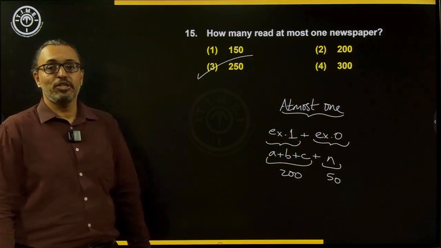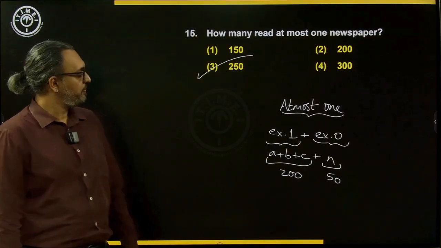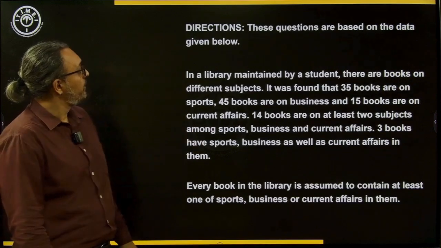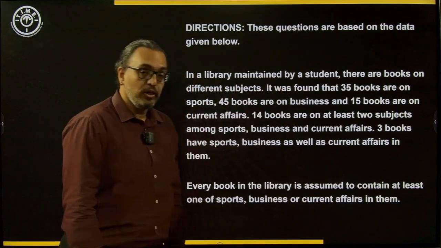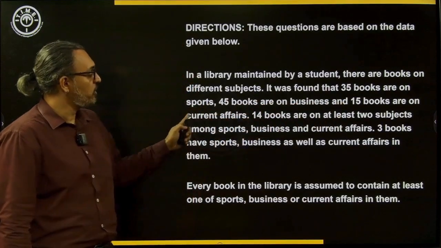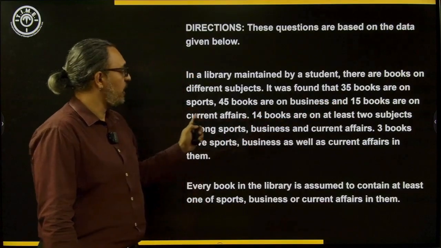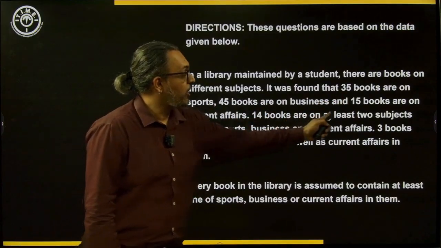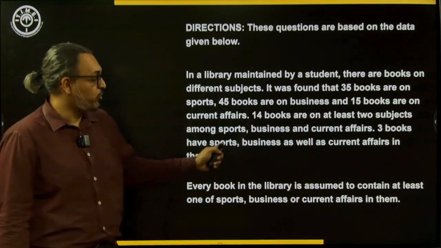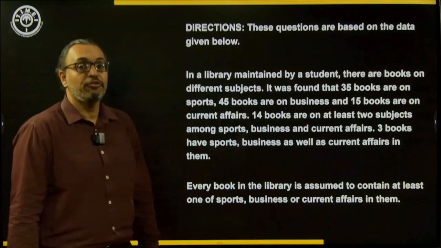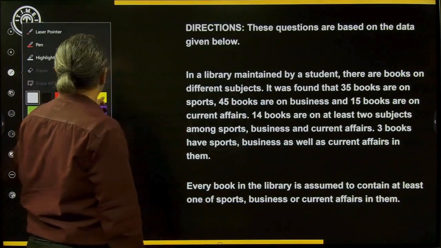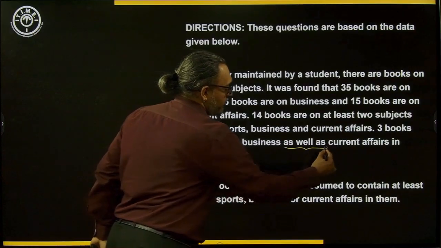So these are the 5 questions you have in this set. Okay, there is one more. It says, in a library maintained by a student, there are books on different subjects. It was found that 35 books are on sports, 45 books are on business, 15 books are on current affairs, 14 books are on at least 2 subjects among sports, business and current affairs. 3 books have sports, business as well as current affairs. As well as means and.